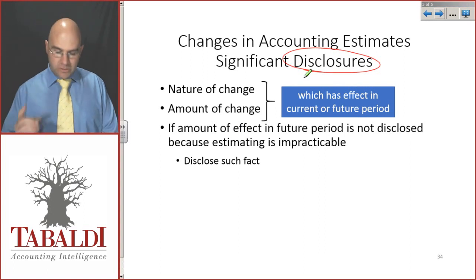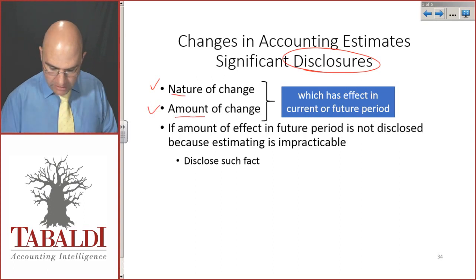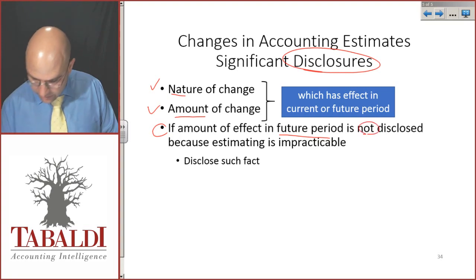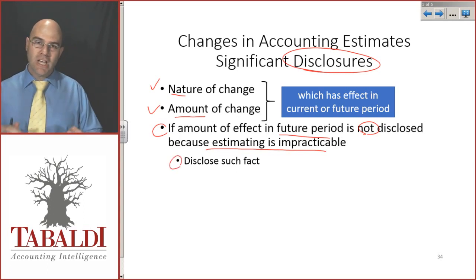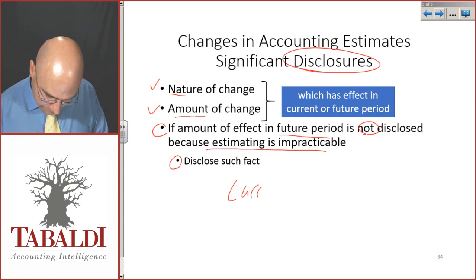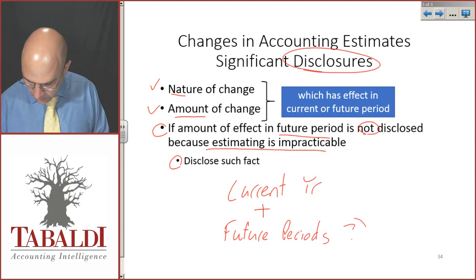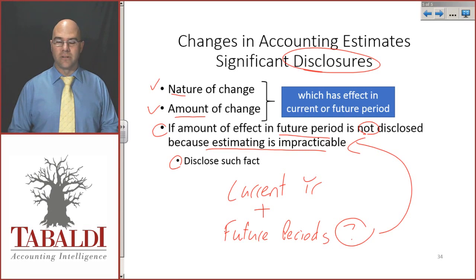Disclosures. First of all, tell me the nature of the change, the amount of the change, and if the amount of the effect on future periods is not disclosed because estimating such an effect is impractical, you must disclose that fact. So you must tell me what is the change in the current year plus future periods, please. And all I'm saying with that last point is, if you cannot determine the future periods, then you must disclose the fact that it's impractical to do so.